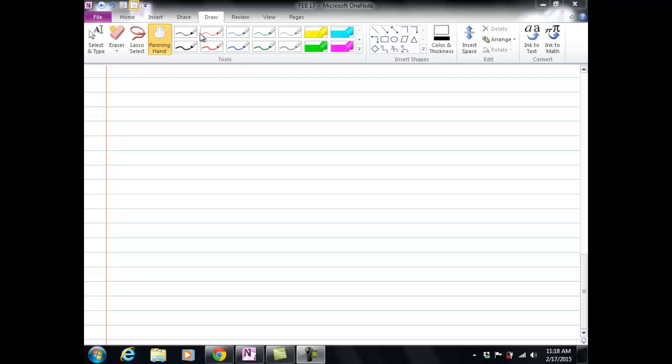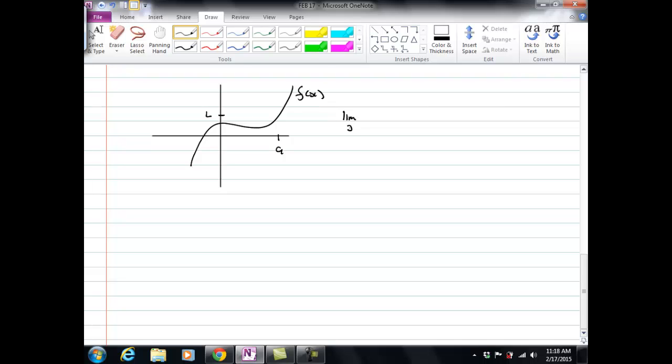So yesterday, I taught you how to do limits using graphs. Okay? I'm going to draw a very, very basic rough sketch. Doesn't matter what it is. Let's say this is going to be A, and let's say this is going to be L, and I can say this is going to be f of x. I can say with certainty that the limit as x approaches A for f of x equals L.